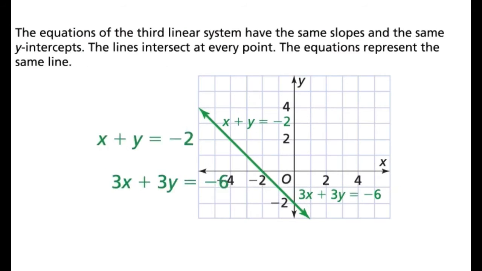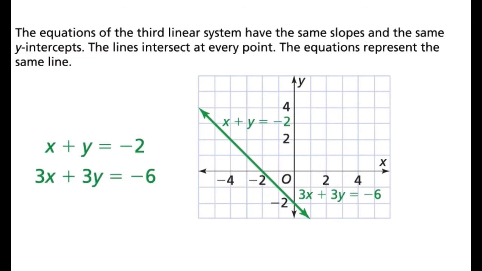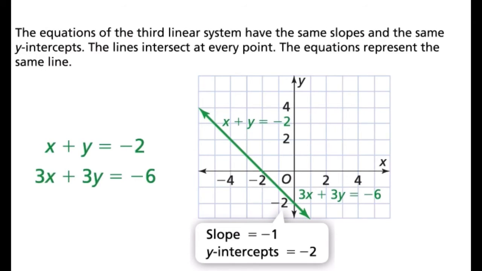The equations of the third linear system have the same slopes and the same y-intercepts. The lines intersect at every point. They're equivalent equations, so they are the same line. This system has infinitely many solutions.